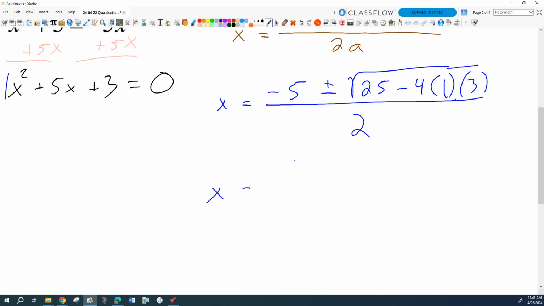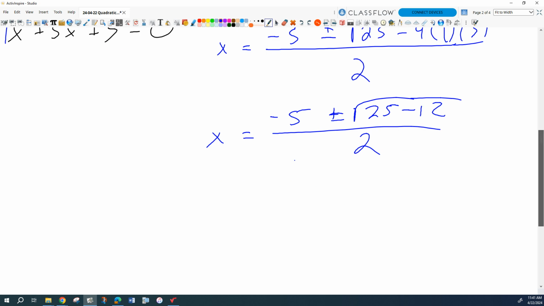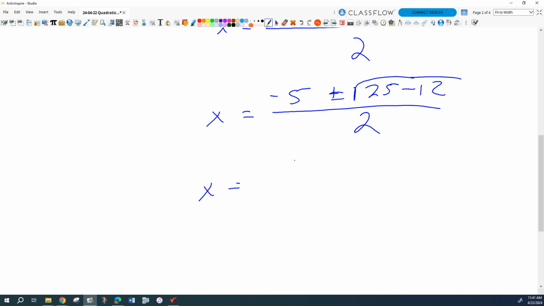So what's this give us then? We get negative 5. What is 4 times 1 times 3? Okay, so 25 minus 12, all over 2. And we go one more step. What is 25 minus 12? Okay, so I get negative 5 plus or minus the square root of 13, all divided by 2.